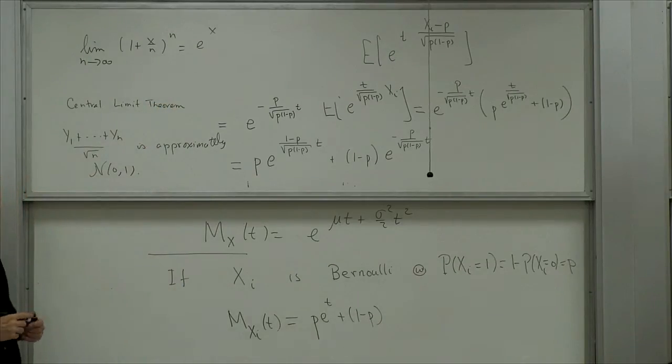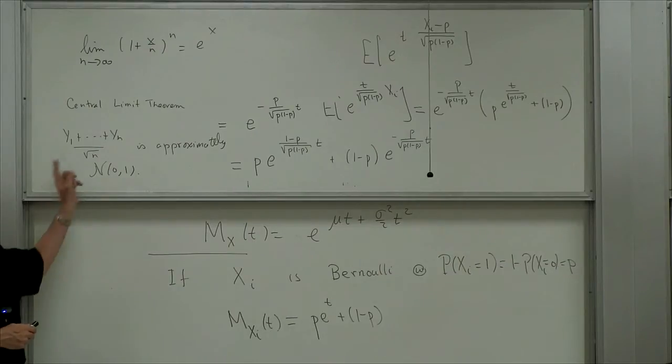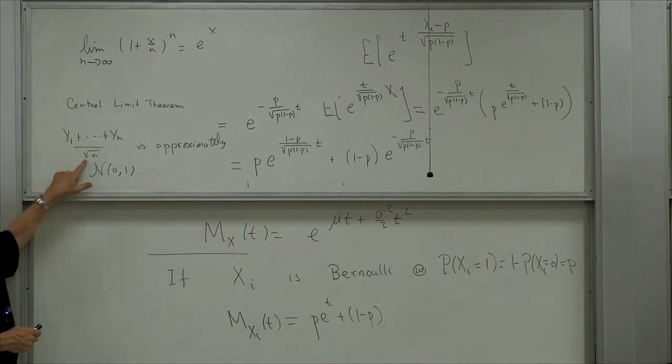Okay, so if you start with Bernoulli's and you normalize by subtracting the mean and dividing by the square root of the variance, and then add up independent ones, divide by the square root of the number of summands, that's almost a normal random variable with mean 0 and variance 1.